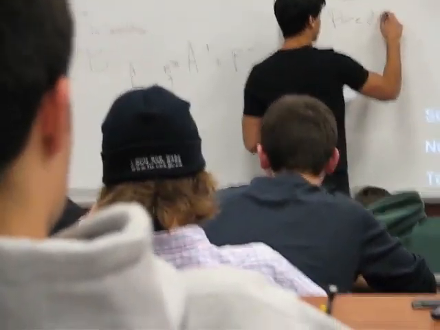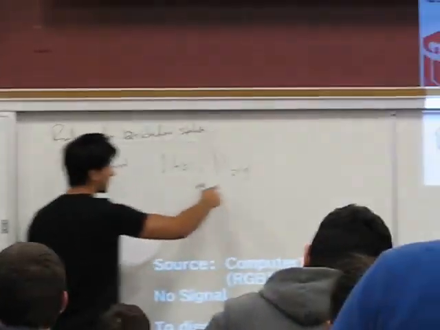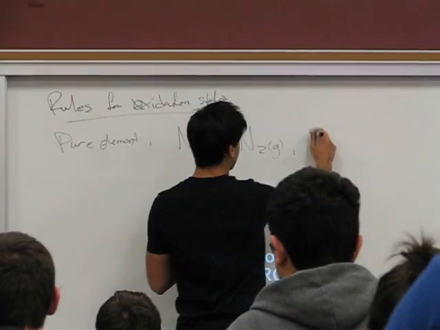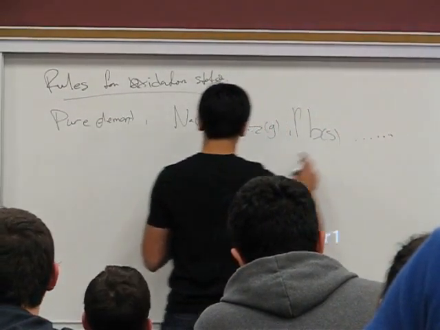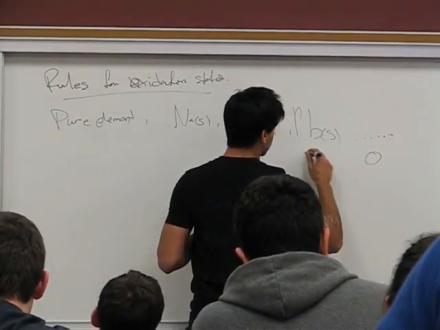If you have a pure element, an example would be solid sodium, nitrogen gas, and the reason why that's diatomic is because that's how it's found in nature. Lead, things of that nature. Their oxidation states are all 0.